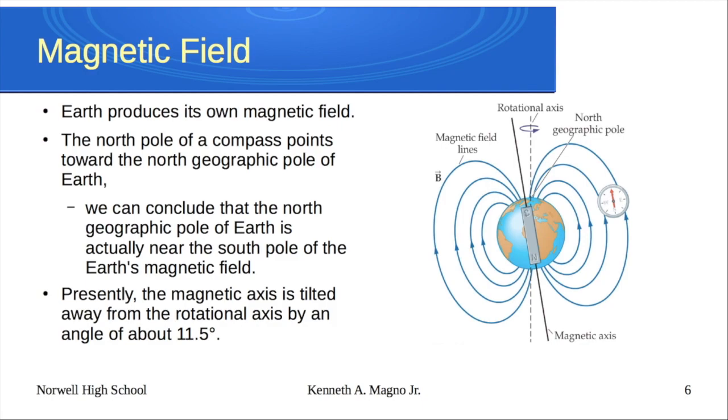What we notice is that the magnetic axis and the rotational axis aren't the same. Right now they're around 11 degrees different, and there is a little bit of wandering that happens, as I talked about in the video. But what we find is that the north pole of a compass points towards Earth's north pole, which really tells us that it's a south pole of a magnet at the geographic north pole, and that's the north pole of a magnet at the geographic south pole. Kind of an interesting thing to think about, just based on how we've defined a compass.